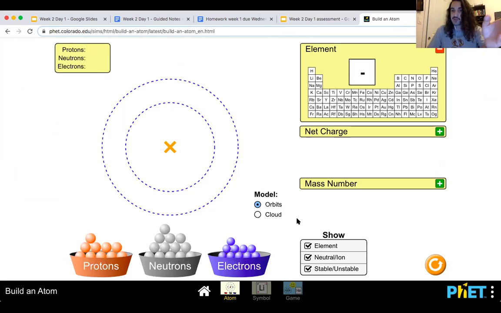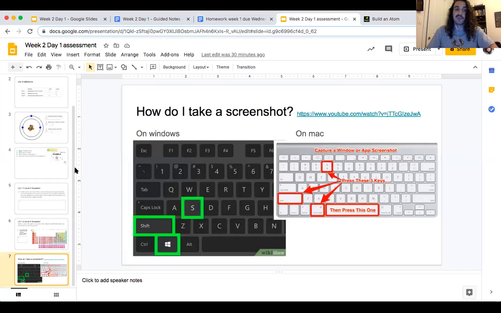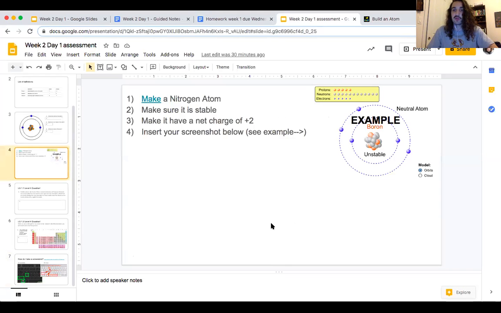It's going to take that picture. It's going to be on your computer. You need to drag that picture from wherever it's getting saved. If it's in your downloads, if it's on your desktop, it depends on your settings. You need to take that screenshot and put it in here. If you don't put that screenshot in there, that's the whole point of this. You take the screenshot of the atom that you make. You have to make sure it does these 3 things. These 3 things, and the 4th one's just an instruction.